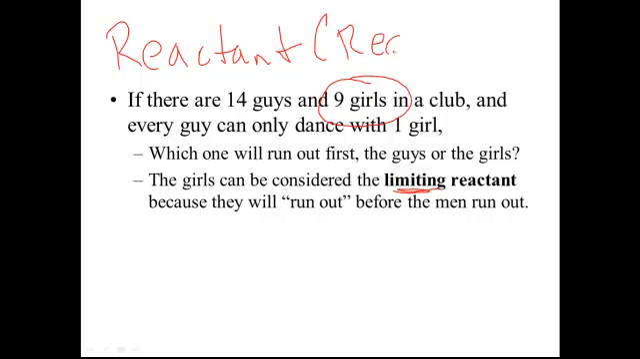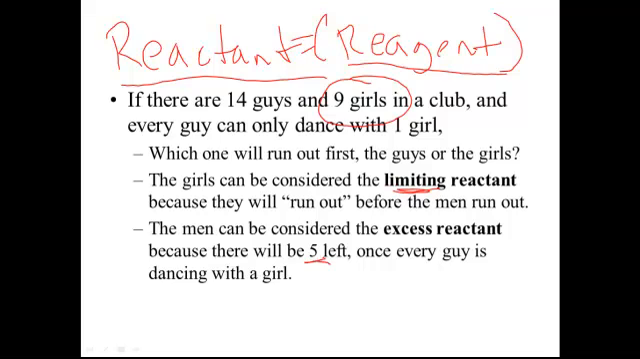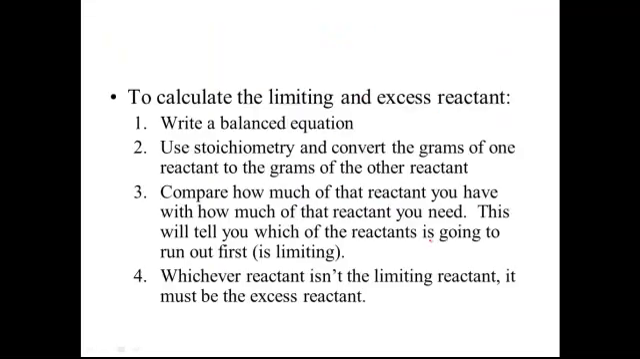Now, sometimes in chemistry, they like to use different words. Reactant, sometimes you'll see this called a reagent. Sometimes instead of limiting reactants, they call these limiting reagents. A reactant and a reagent are the same thing. So if you see the words limiting reagent, just know that it means the limiting reactant. Okay, so back to this. If there's 9 girls in the club, obviously once 9 girls are dancing with a boy, there will be no more girls. And so there will be 5 boys left over. And so boys, in this case, would be the excess reactant because they are extra.